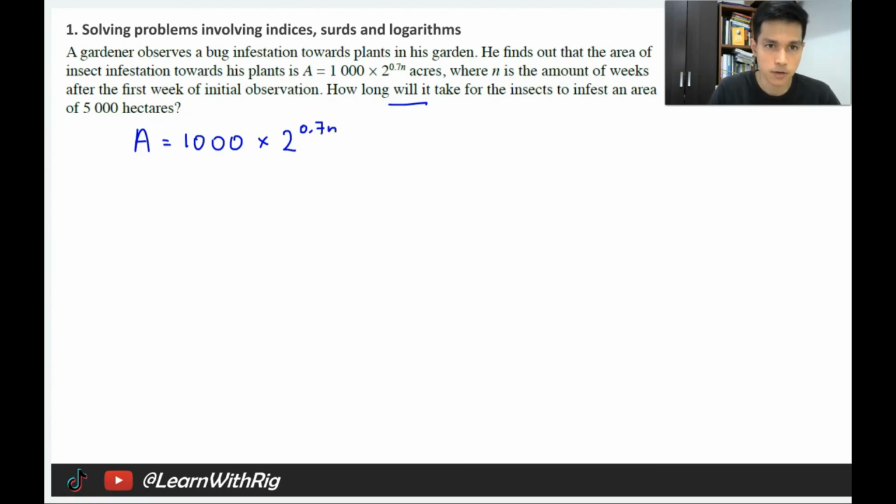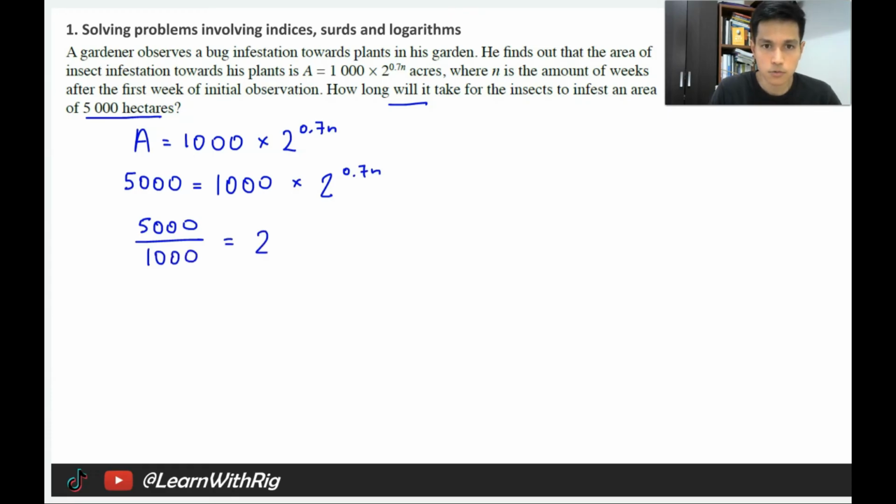So you just have to substitute this into your area. 5,000 equals 1,000 times 2 power 0.7 n. First thing I'm going to do, shift the 1,000. So I get 5,000 over 1,000 equals 2 power 0.7 n. So 5 equals 2 power 0.7 n.